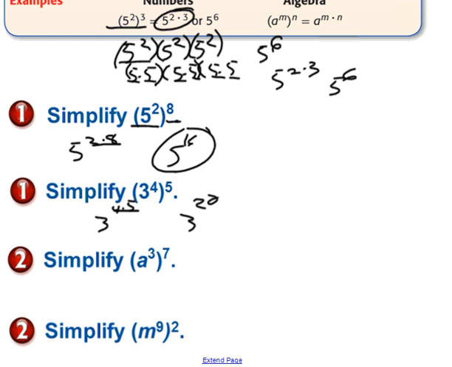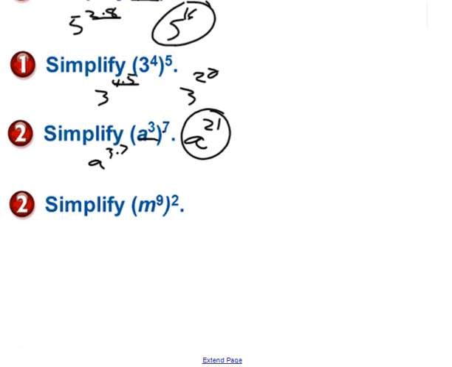The next one, a cubed to the 7th power, would be a to the 3 times 7. 3 times 7 is 21. So a to the 21st power. And the last one here, we've got m to the 9th squared. So it'd be m to the 9 times 2. 9 times 2 is 18. So m to the 18th power.